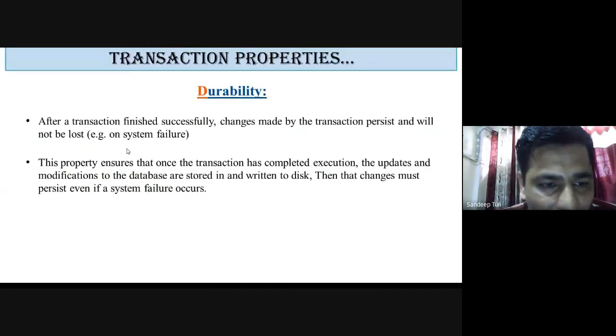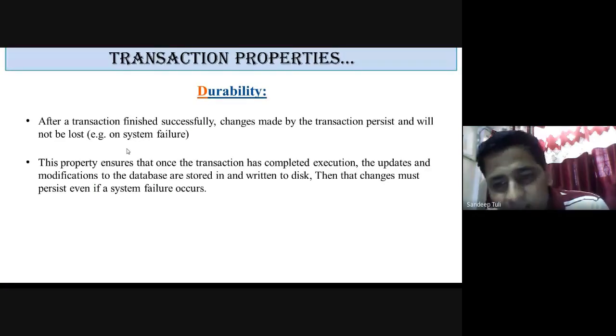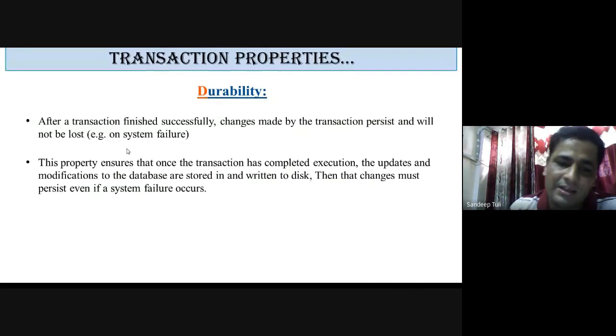So this property ensures that once the transaction is completed successfully, the updates and modifications to the database are stored and written to the disk. The changes must persist even in the case of system failures. That is what durability means. Is it okay?